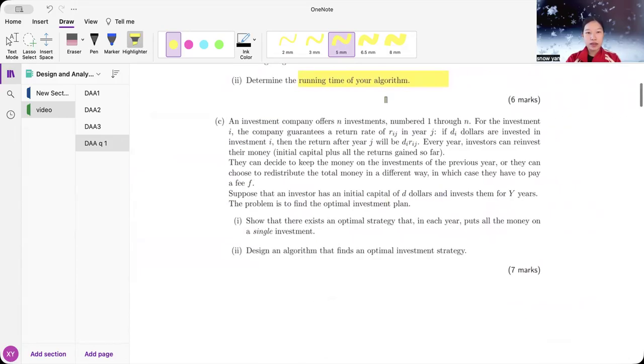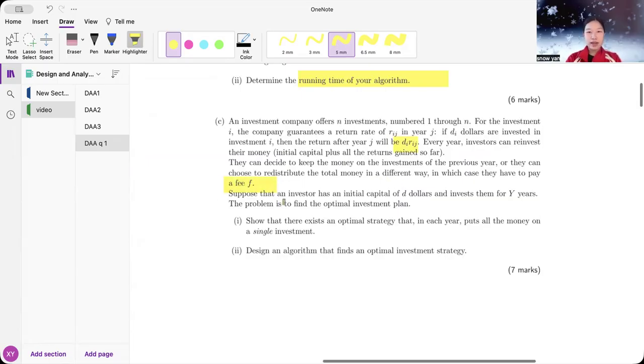So moving on to part C. An investment company offers investments number one through N. For the investment I, the company guarantees a return rate of R_IJ in year J. If D_I dollars are invested in the investment I, then the return after year J will be this thing, where it's just multiplied together. Every year, investors can reinvest their money, initial capital plus all the returns gained so far. They can decide to keep the money on the investments of the previous year, or they can choose to redistribute the total money in a different way, in which case they have to pay a fee F.